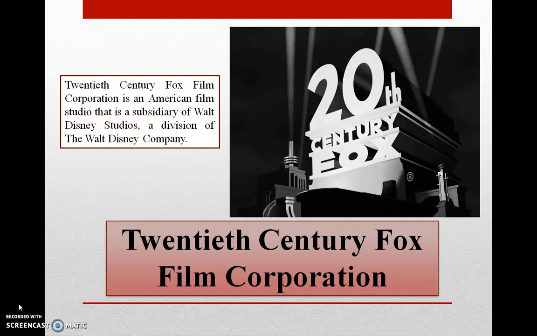20th Century Fox Film Corporation is an American film studio that is a subsidiary of Walt Disney Studios and a division of the Walt Disney Company.